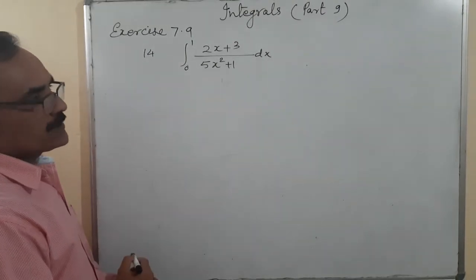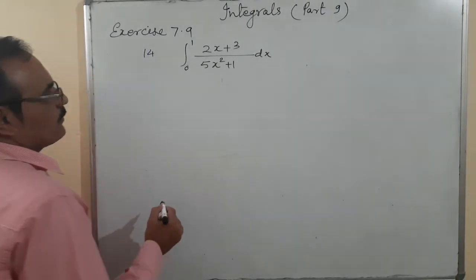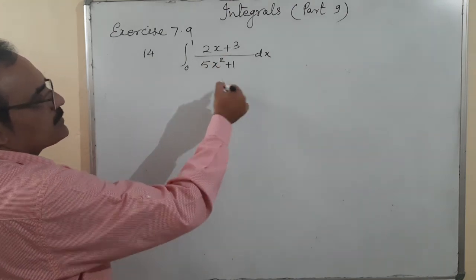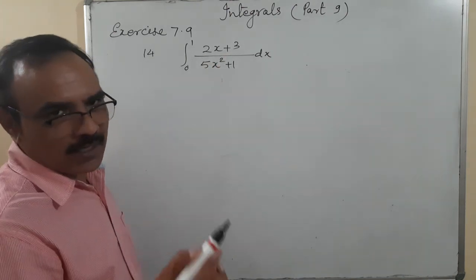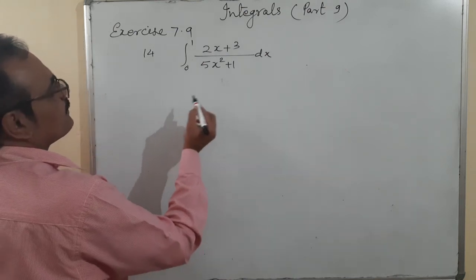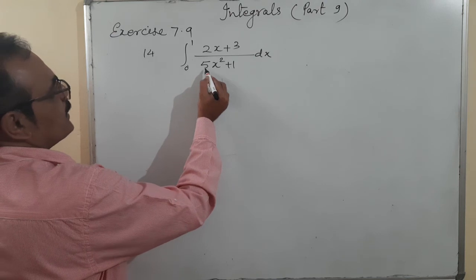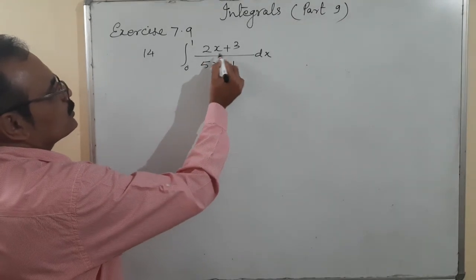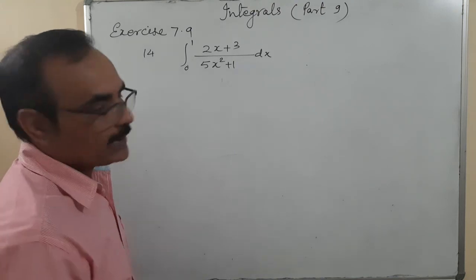5x square plus 1 is equal to t. By the way, we have two different ways: like 2x plus 3 is equal to m times the differentiation of this term plus n, directly you can change it. Or the second way, I am telling you how to solve it by the second way. So if I take 5x square plus 1 is equal to t, 10x dx is equal to dt. So 2x plus 3 is coming like that.